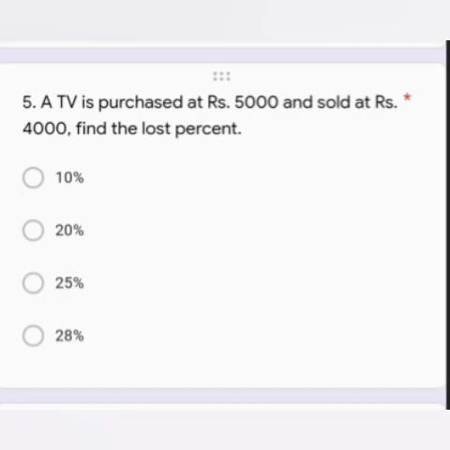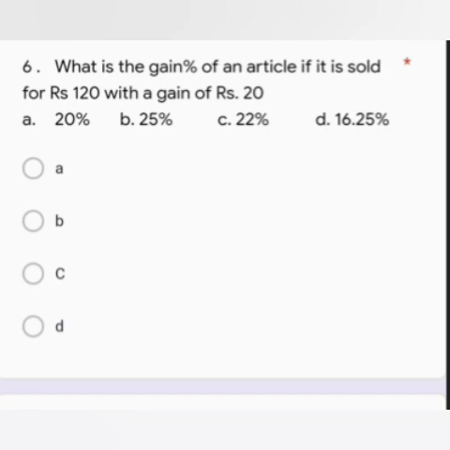Now let us see the next question. What is the next question? Question number 6. Let us see what it says. What is the gain percent of an article if it is sold for rupees 120 with a gain of rupees 20?